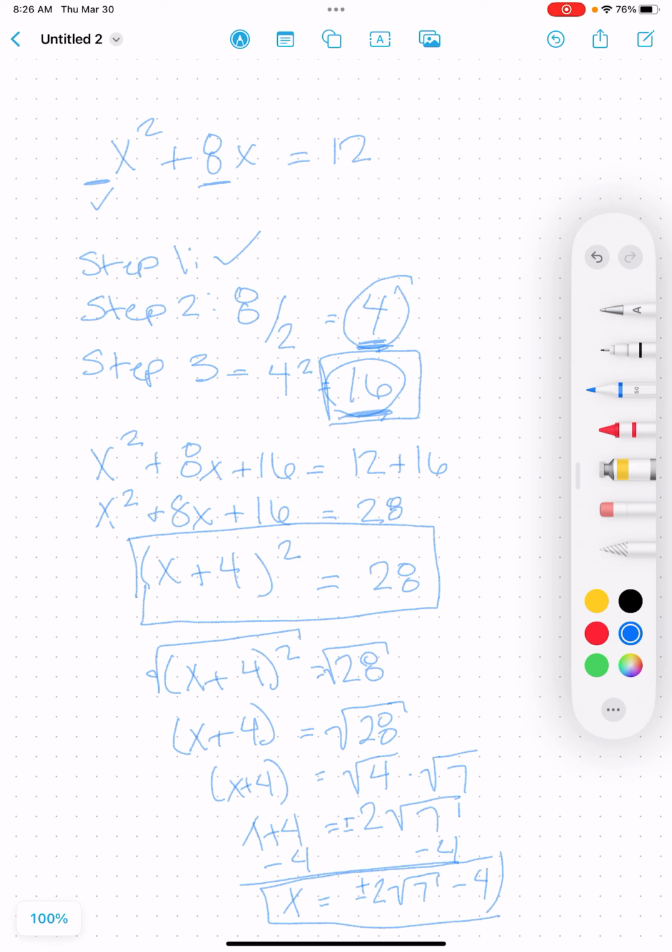So that's a look at completing the square. And in the next video, I'll cover what to do when there's a number in front of x squared.